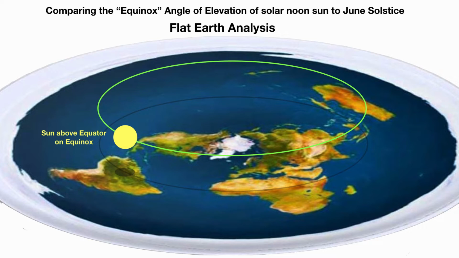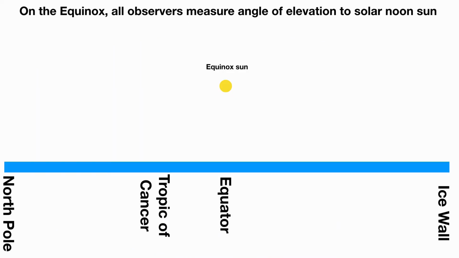So if the Earth were flat and the sun is traveling above the equator on the equinox, on the June solstice, the sun is above the Tropic of Cancer. So let's take a side view from the North Pole on the left to the ice wall on the right and the equator in the middle.